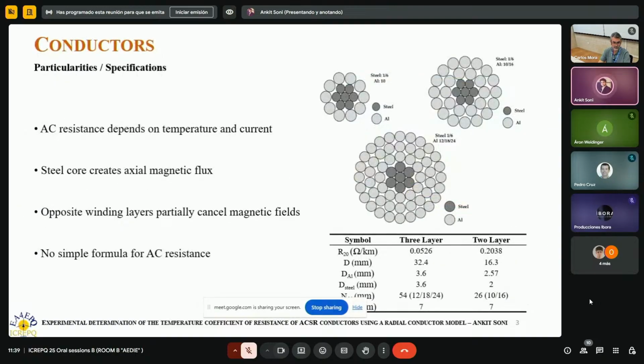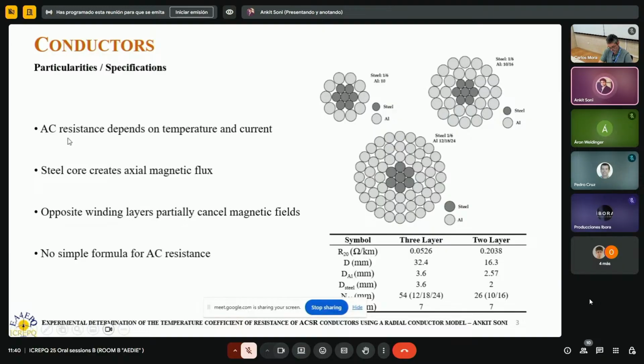I've used these three types of ACSR conductors. For ACSR conductors, we always have the steel core to support the cable, and we have one layer, two layers, or three layers of aluminum conductors. These are the conductors that I used for my experiments, and these are all the specifications.